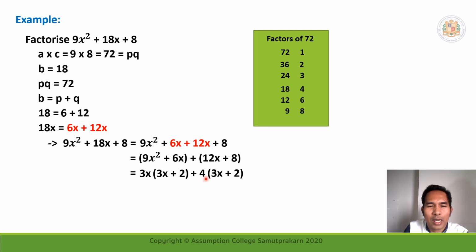Now, we can factorize. What is the common factor? 3x. So we will have 3x, and what is remaining? 3x plus 4. Therefore, the factors of 9x squared plus 18x plus 8 are 3x plus 2 and 3x plus 4. Understand? If not, we'll go over another example.